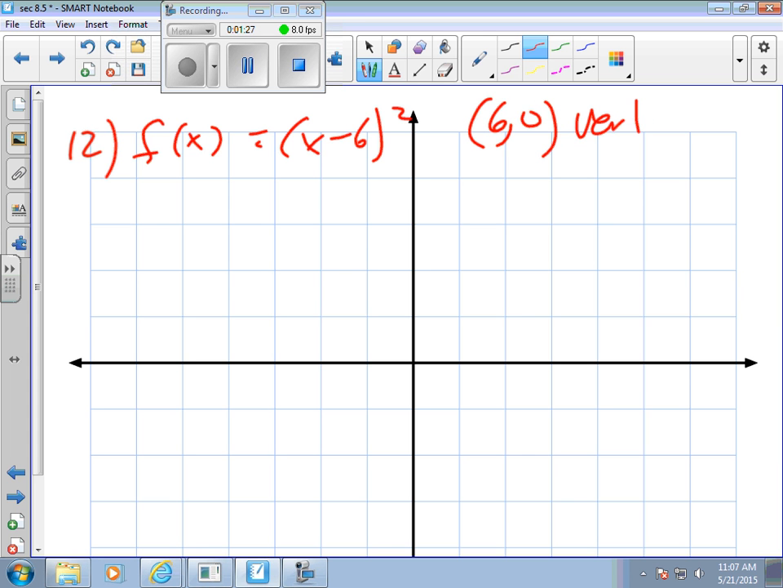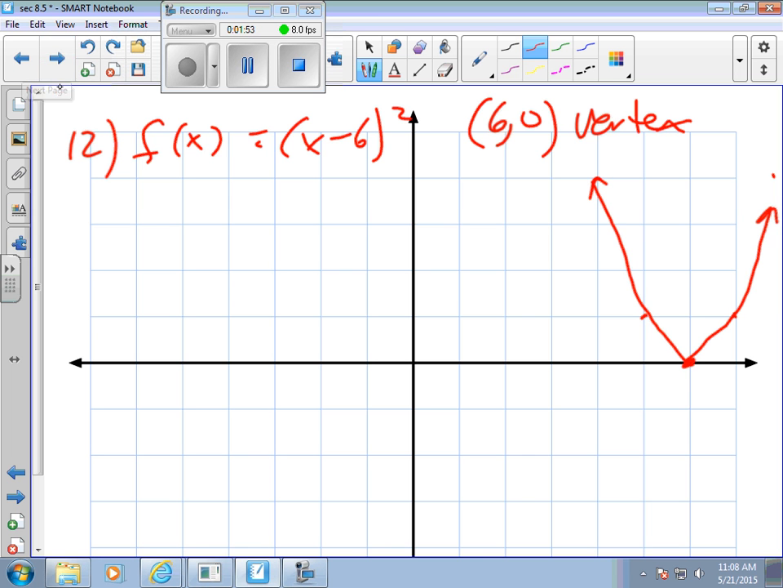That's my vertex. And so I'm going to graph 1, 2, 3, 4, 5, 6. And because there's no coefficient out front, we're going to go over 1, up 1, over 2, up 4, over 1, up 1, over 2, up 4. So my graph is going to look like this.